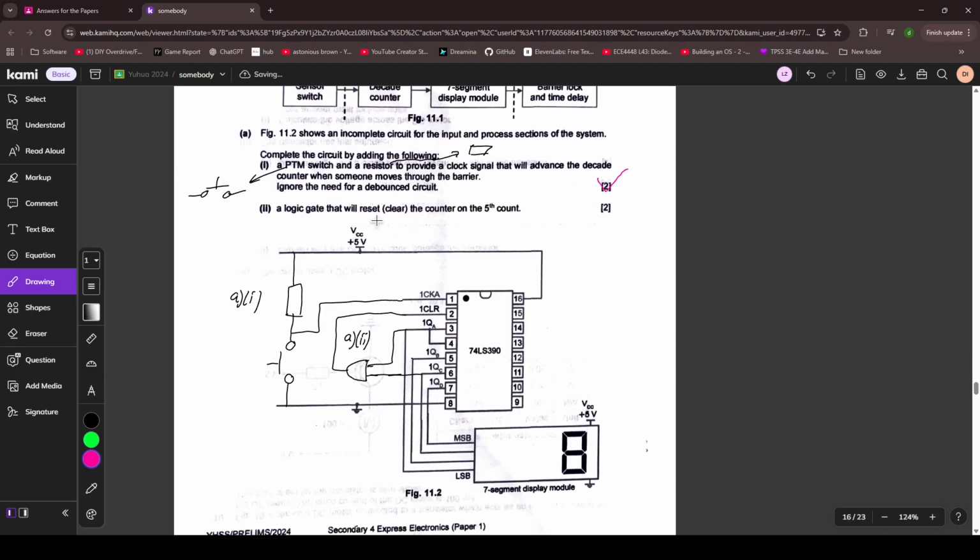And then a logic gate that will reset the counter on the fifth count. So the fifth count, counting 0, 1, 2, 3, 4, 5, is equal to 101 in binary. And we know that this is the least significant bit, and that's A. So it's just facts that we know. QA here is equal to the least significant bit. So now we know this is B, this is C.